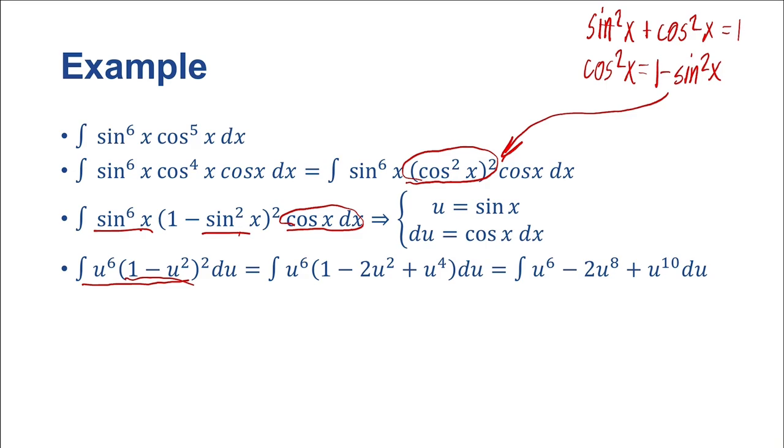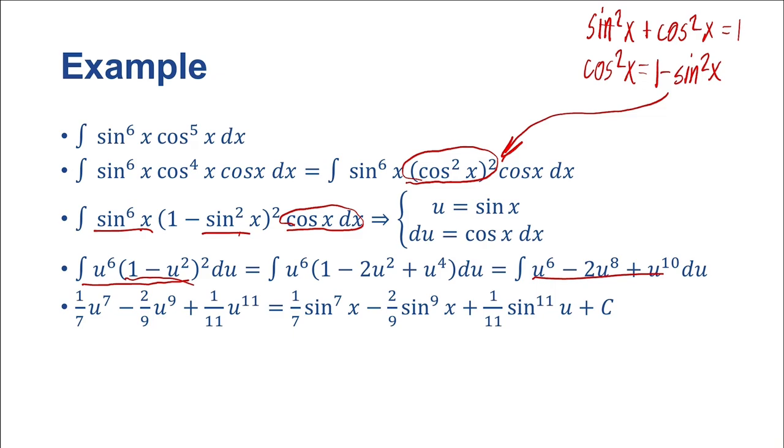All of that's integrated. And now all that we need to do is apply the reverse power rule. That gives us 1/7 u to the 7th minus 2/9 u to the 9th plus 1/11 u to the 11th. Now we have to plug all of those sines back in there, and that's going to give us 1/7 sine to the 7th of x minus 2/9 sine to the 9th of x plus 1/11 sine to the 11th of x plus c. And that's all there is to it.